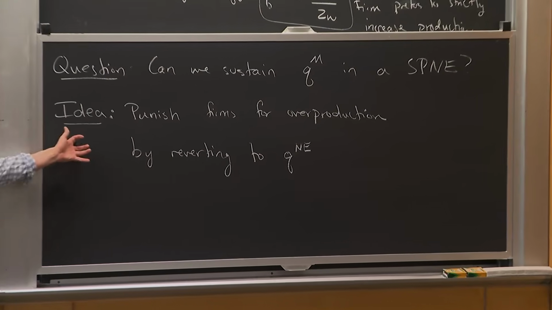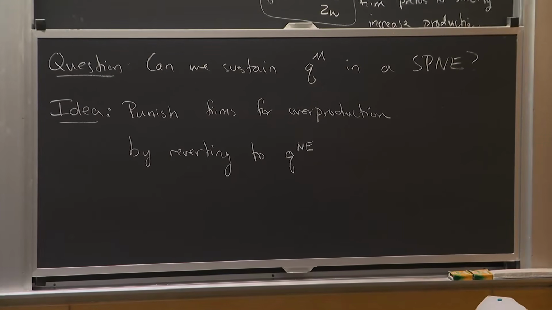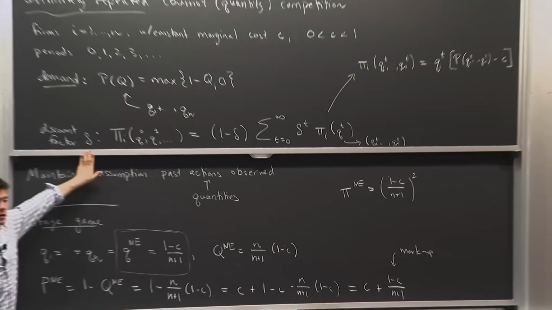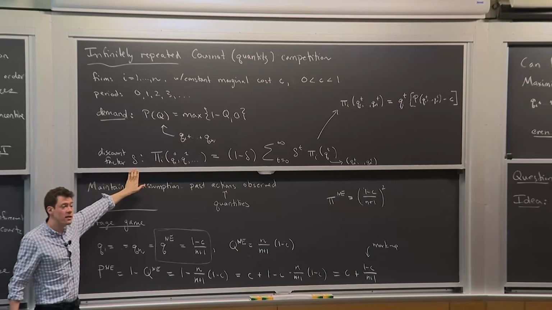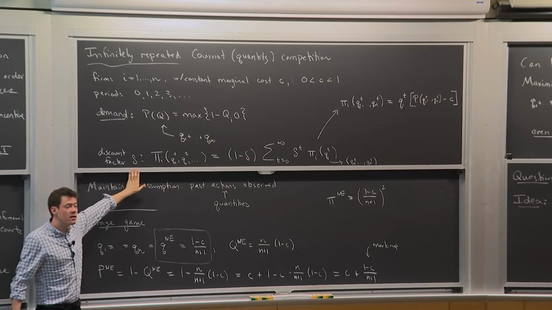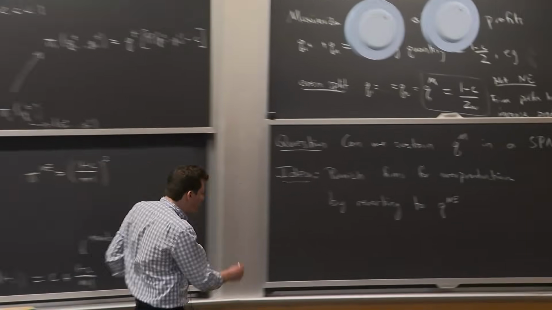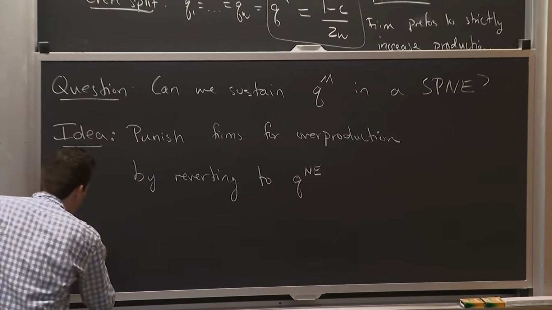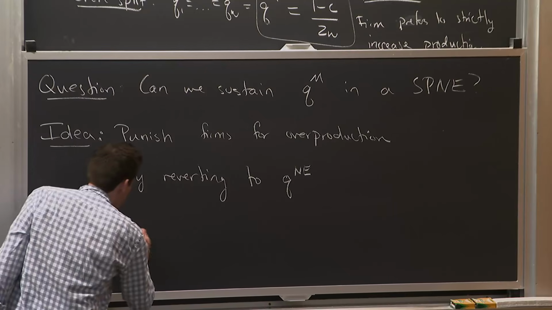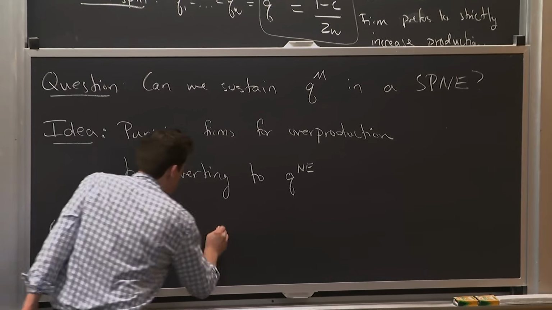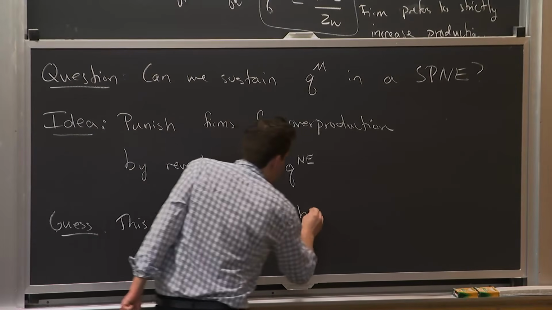I guess first question, will this always work? What are we going to need for this to work, for this to be a subgame perfect Nash equilibrium? What's going to need to be true about delta? Yeah? It needs to be sufficiently large enough that we kind of value the profits in future periods. Yeah, exactly. So our guess, I mean, we'll formally check this, but it's always good to make a guess in advance. Our guess is that this will work if delta is high enough.